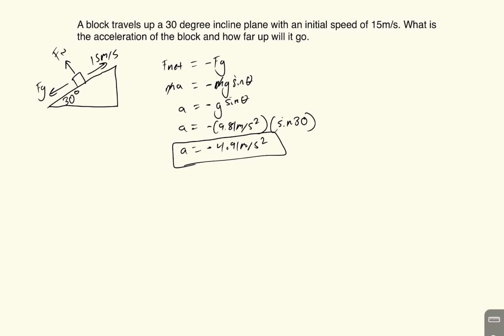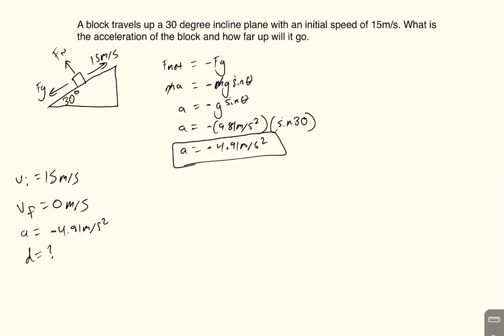And then now, once again, we'll write out our givens to find the distance. So we're left with our Vi is equal to 15 meters per second. Our Vf is obviously equal to 0 since it stops. Our acceleration, which we just found out, is equal to negative 4.91 meters per second squared. And then our distance is what we're looking for.